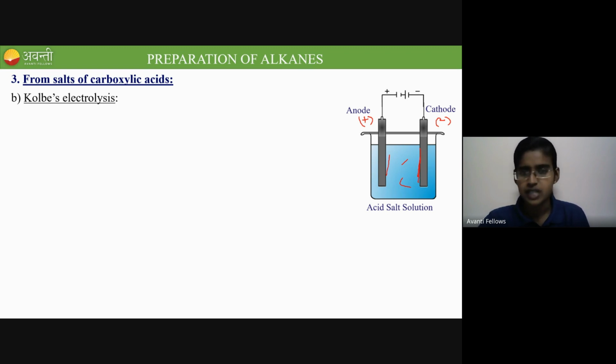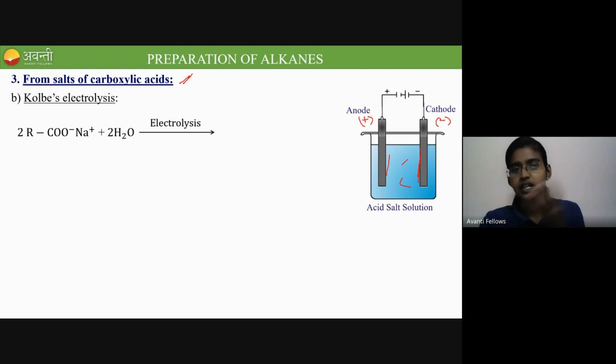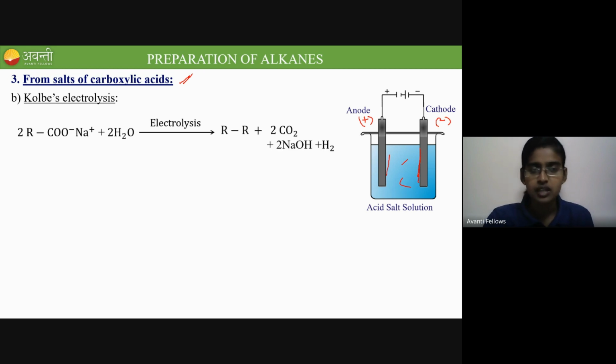Kolb is the name of the scientist. He also used the salt of carboxylic acid as the reactant for his reaction. So he took the same sodium salt of carboxylic acid, but 2 moles of it, and put that salt into water. So water is added, and on electrolysis, he got R-R alkane with the removal of CO2, NaOH and H2. So this is the general reaction.